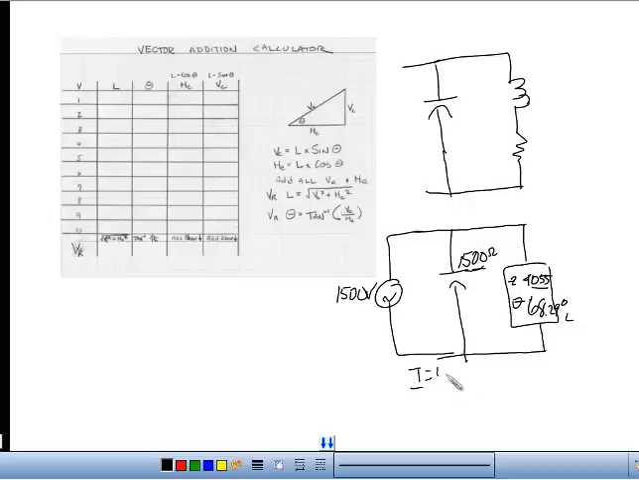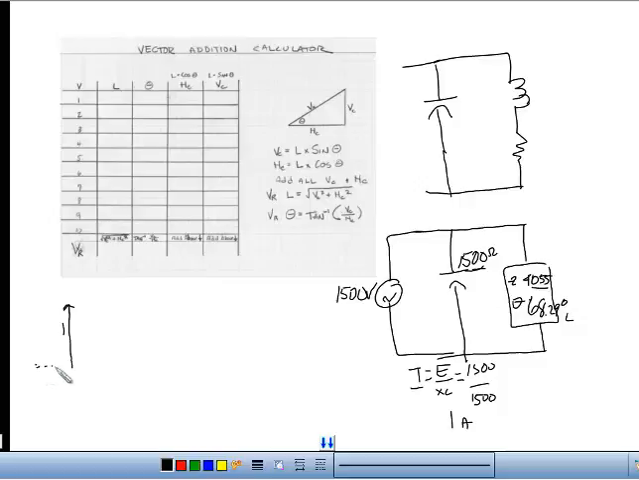I equals E over X sub C. 1500 over 1500. Gosh, that's 1 amp. So my vector number 1 is 1 amp capacitive, right? Vectors have magnitude and direction. I've got 1 amp capacitive. They're parallel. Capacitive vectors are straight up. 1 amp. Right? Why is that?